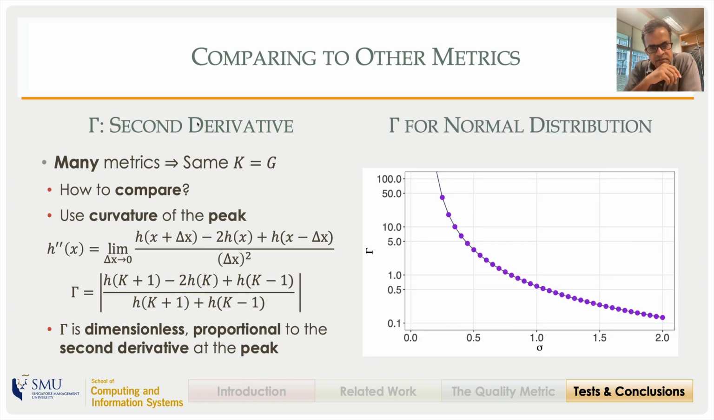In order to illustrate that further, if you look at the gamma of a normal distribution where the standard deviation is running from 0 to 2, we can see that as the standard deviation sigma gets closer to 0, gamma shoots up. Notice that the y-axis is actually logarithmic, so gamma does have information about how sharp the peak is.